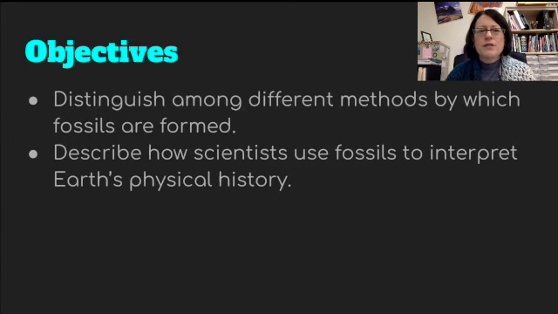So our objectives are to distinguish among different methods by which fossils are formed, and to describe how scientists use fossils to interpret Earth's physical history. So this is it for the chapter. Don't forget your 5 questions and start studying. You have everything you need for the test.